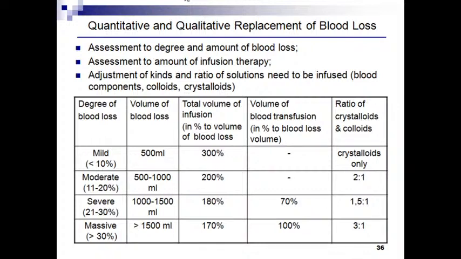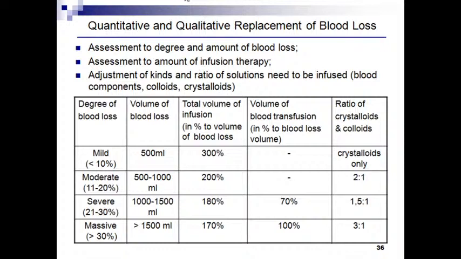We should calculate how many liters or milliliters the patient lost because of bleeding. Next step, we should assess the amount of infusion therapy. We should calculate how many liters you should infuse into the patient's bloodstream for replacement of blood loss. And you should adjust the kind and ratio of solutions. You should adjust various types of solutions and calculate their portions to be infused. I mean blood components, colloids and crystalloids.